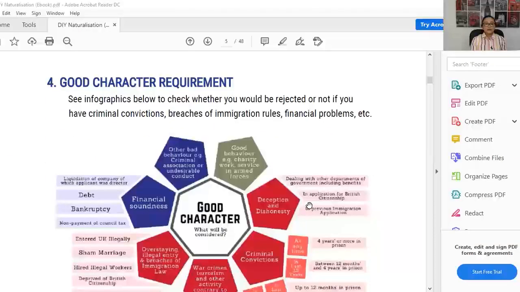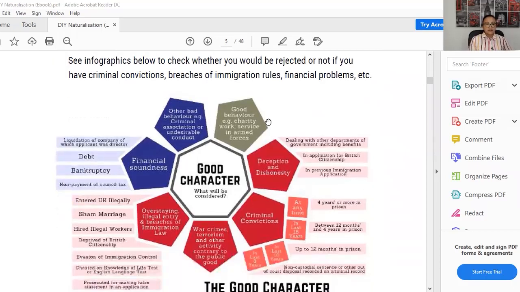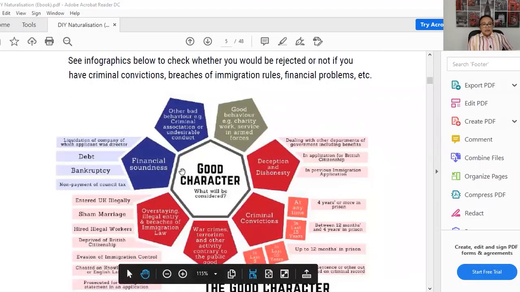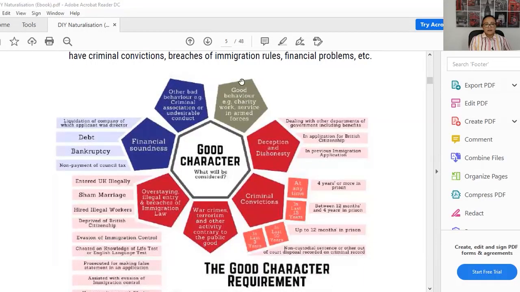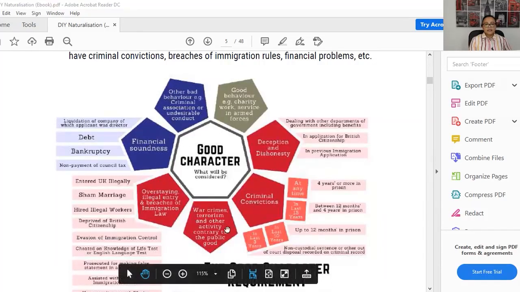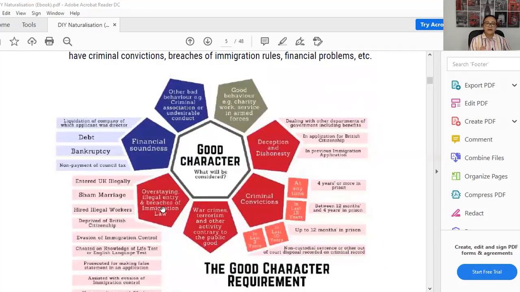Okay. The fourth one is the good character requirement. This is a recent introduction to the naturalization application. If you see the graphics here, I don't know if you can see, but excluding the gray one, the rest, 1, 2, 3, 4, 5, 6 of these categories are what the Home Office should consider when they decide whether or not you have a good character.